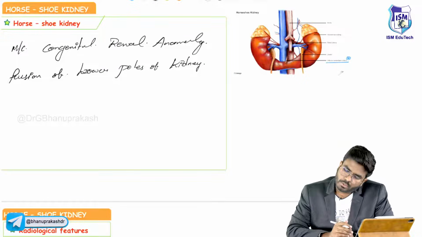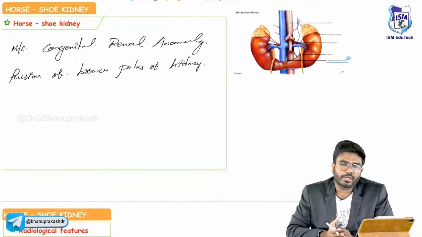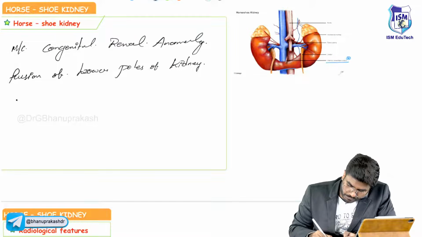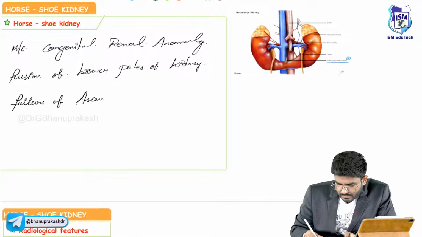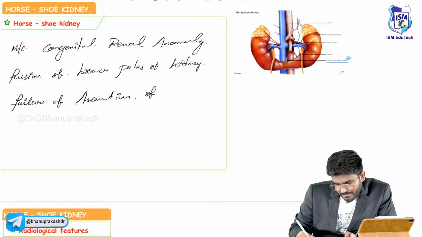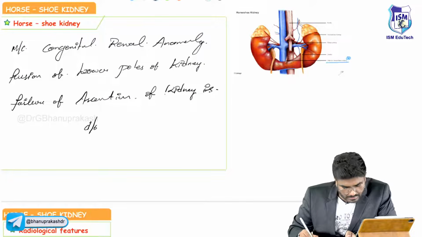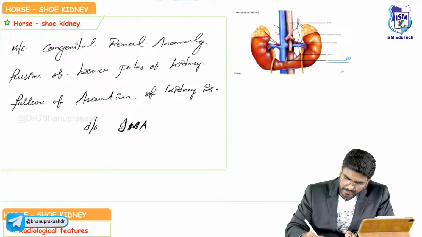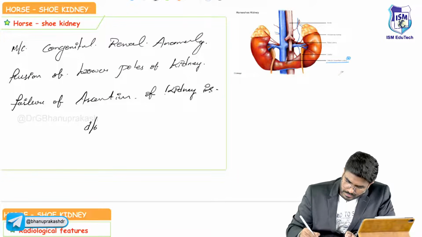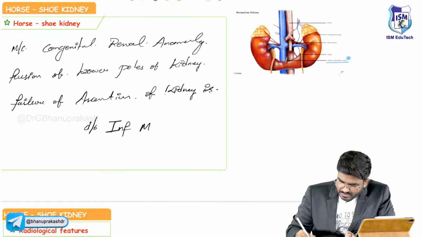Next, how are the kidneys going to look? The kidneys are going to look like a U shape, which you already know. But what is the important point? The failure of ascension of the kidneys is due to the inferior mesenteric artery. The inferior mesenteric artery is the one which prevents the ascension of the kidneys, IMA, right? Inferior mesenteric artery.